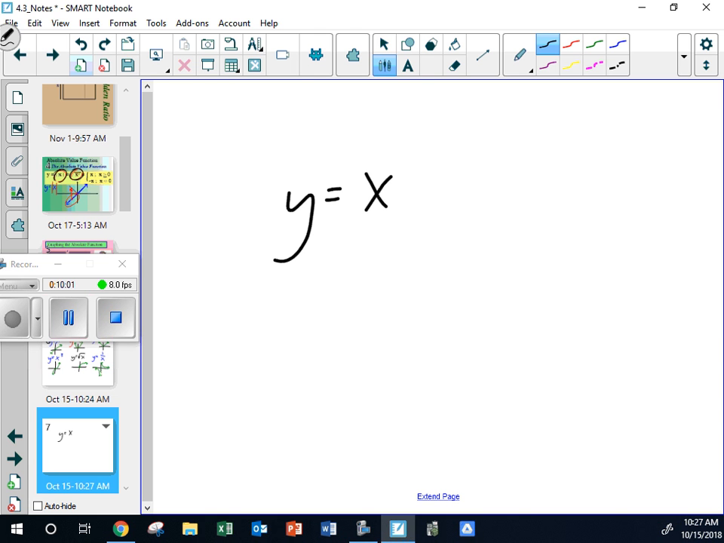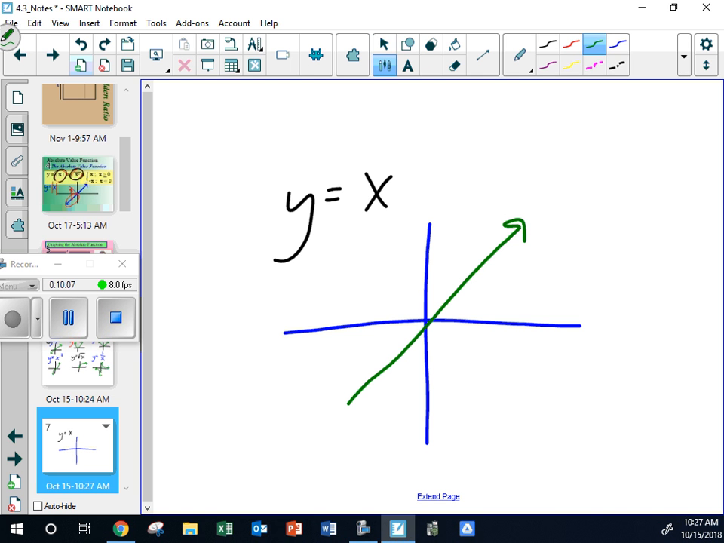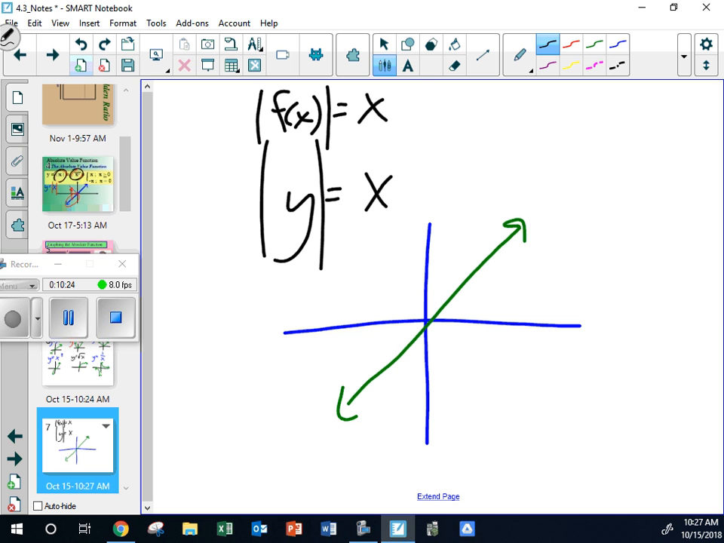So if I said y equals x is your parent function. We just did this one a second ago. What if I do the absolute value of the y's? Because that's like f of x, right? Couldn't I have written f of x equals x? Yeah, it's the same thing. So then I'm absolute valuing this part. So then that's the one where it would look like that. Raise your hand if you understand that.